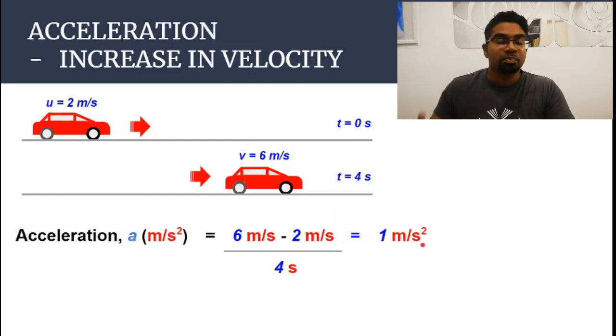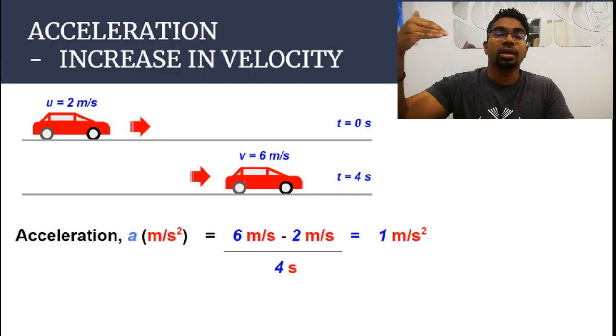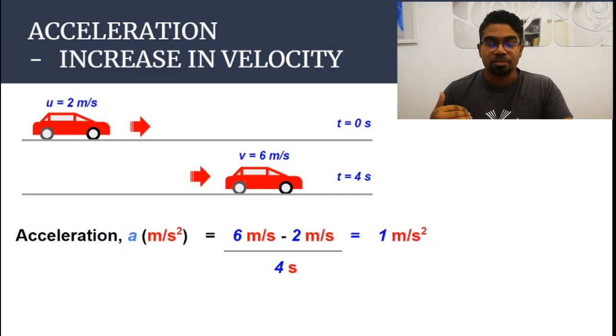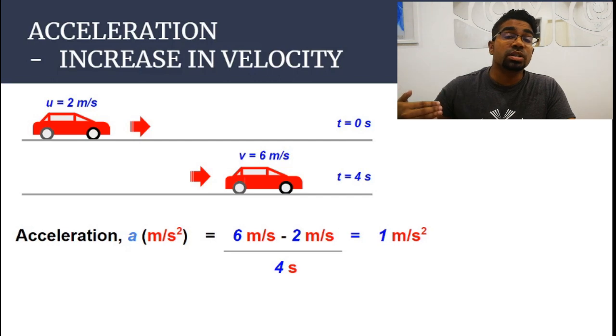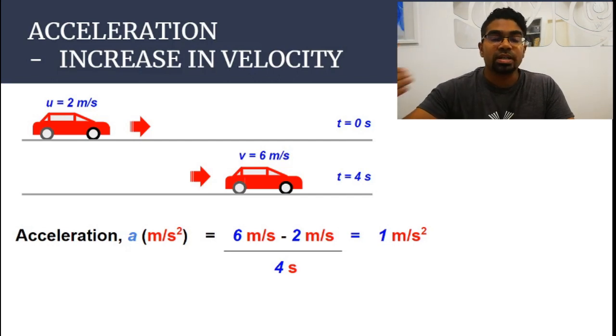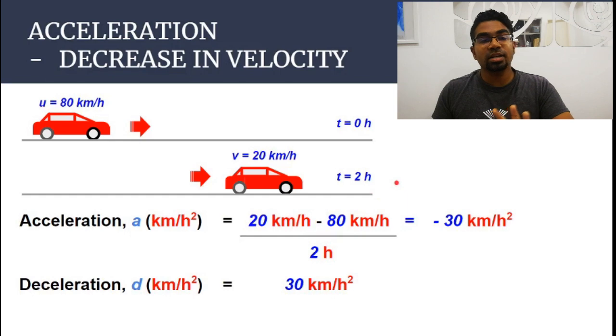Now what does this mean? Every second, the speed of this car is increasing by 1 meter per second. So at the start, it was 2 meters per second. After 1 second, the velocity would have increased to 3 meters per second. After another second, the velocity would have increased to 4 meters per second, and so on. So this is the rate at which the speed increases. Okay. Now acceleration can also deal with a decrease in velocity.